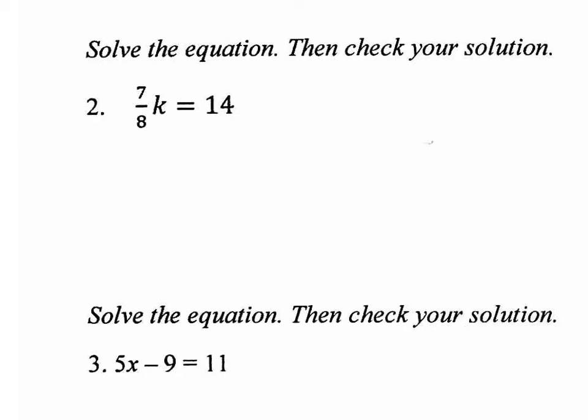So how do I get rid of a divided by 8? I do the opposite of dividing by 8. Times 8 and times 8. That way the 8's really do 8 on top over 8 on the bottom. Those cancel out, and I'll have a 7k left over. The equal sign comes down, and 14 times 8 is 112.